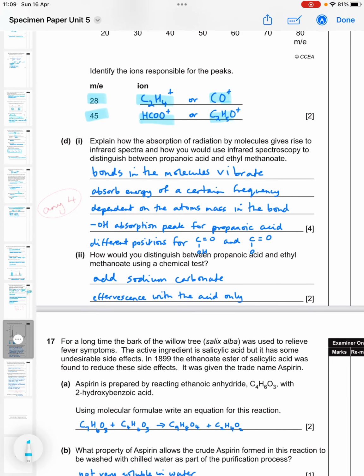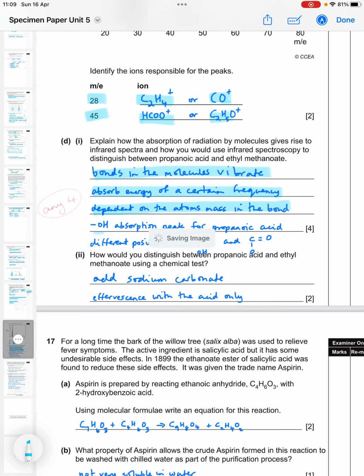And D, part 1: explain how the absorption of radiation by molecules gives rise to infrared spectra and how you would use infrared spectroscopy to distinguish between propanoic acid and ethyl methanoate. So, first thing you need to say is that the bonds in the molecules vibrate. They absorb energy of a certain frequency, and that is dependent on the atom's mass in the bond.